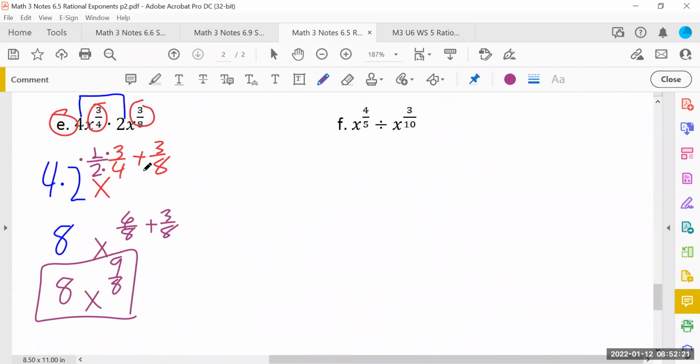All right, division. Look at your rules. Division means subtraction for exponents. So this one, literally the same thing, but subtract. 4/5 minus 3/10.